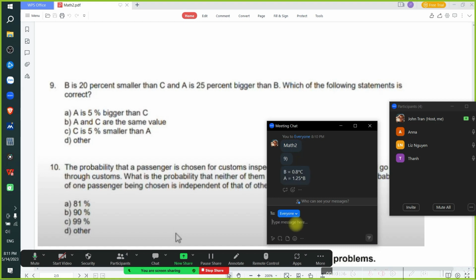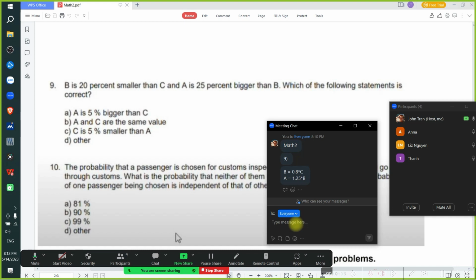Okay, so we know that B is 20% smaller than C, which means B is 80% of C, right? Tức là B nó bằng 0.8C á, 80% của C thôi. And A is 25% bigger than B, which means A is 1.25 B, isn't it? Nó bự hơn 25% so với B, tức là nó là 1.25 lần của B, đúng không các bạn? This is a very important step, okay? You have to identify this.